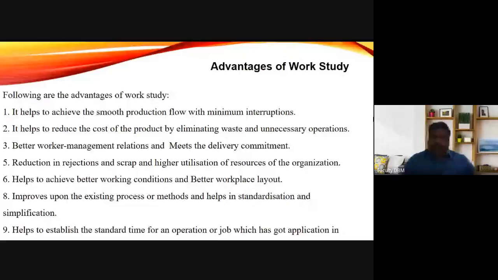We have two things that we are going to discuss in this. That is the method study. In work study we have the method study. In method study, we are going to see the motion study, and in work measurement we are going to see the time study.